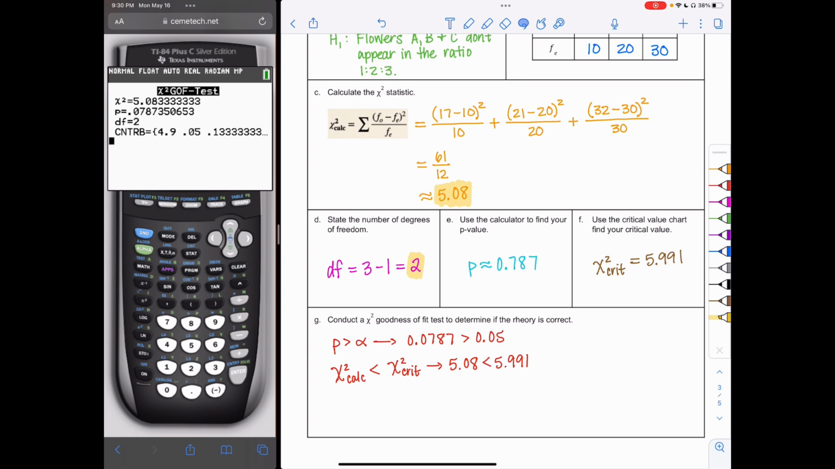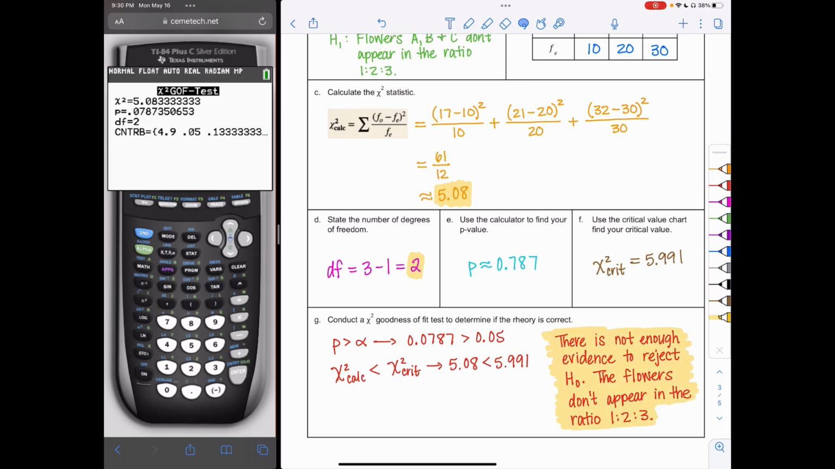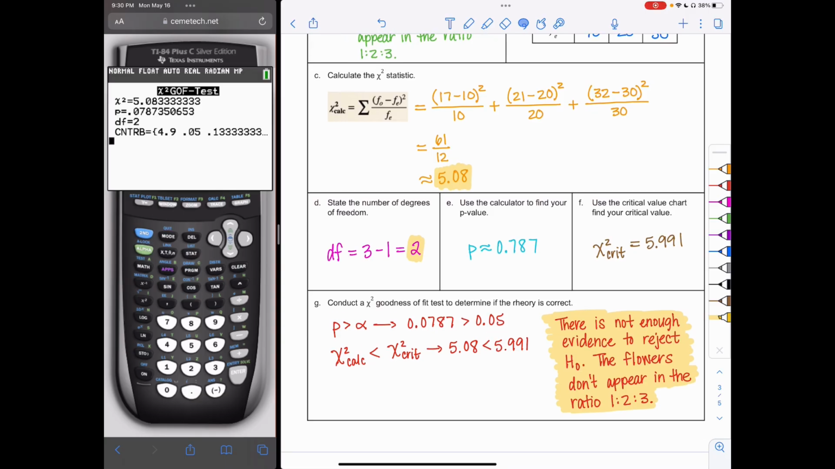And from there, what we can decide is that there is not enough evidence to reject the null hypothesis. And that means that the flowers do not appear in the ratio of 1 to 2 to 3, as the theory stated. Okay, so that is our second example.